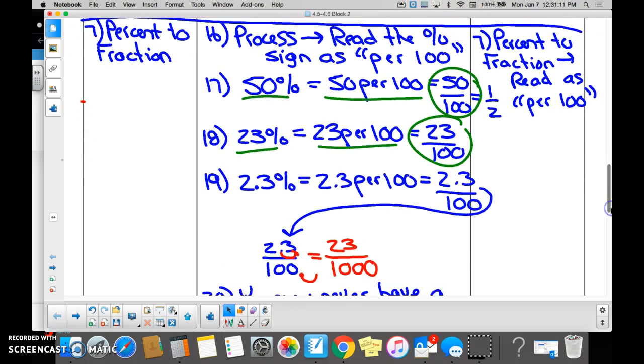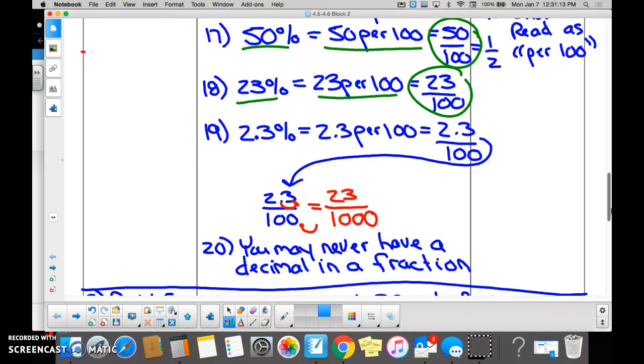Oh, guys, remember 19? Remember this guy? Everyone read this. 2 and 3 tenths percent. So 2 and 3 tenths per 100. Is it okay to have a decimal inside a fraction? No. So how did we get rid of the decimal here? We moved it to the right one spot, right? Yes. So we had to move this one to the right one spot as well, right? Yes. So it became 23 over.